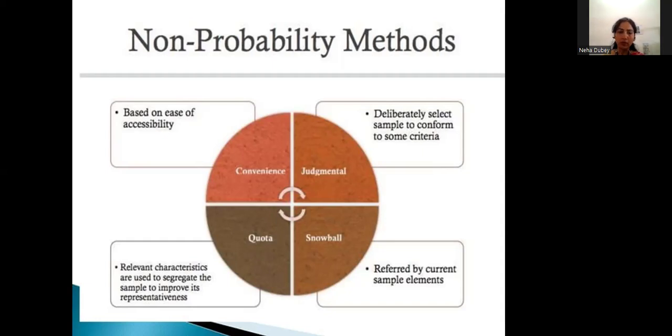Now, quota sampling: relevant characteristics are used to segregate the sample to improve its representativeness. Here, quotas can be formed. Each quota is a small group formed for segregating the sample on the basis of certain parameters, features or characteristics, so that sampling would be easy for us. Snowball is what? It is referred by the current sample element, a kind of chain. We will explain it one by one in our next slides.